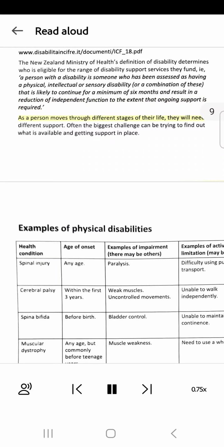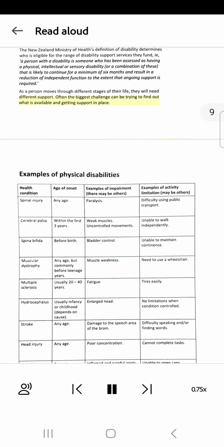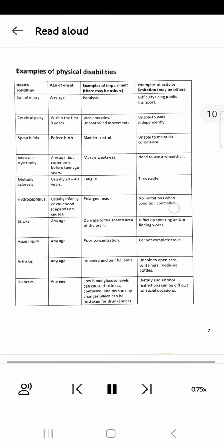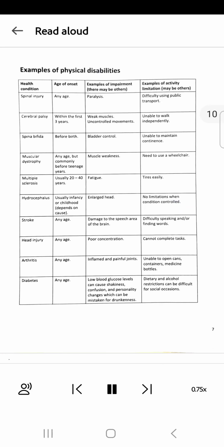As a person moves through different stages of their life, they will need different support. Often the biggest challenge can be trying to find out what is available and getting support in place.